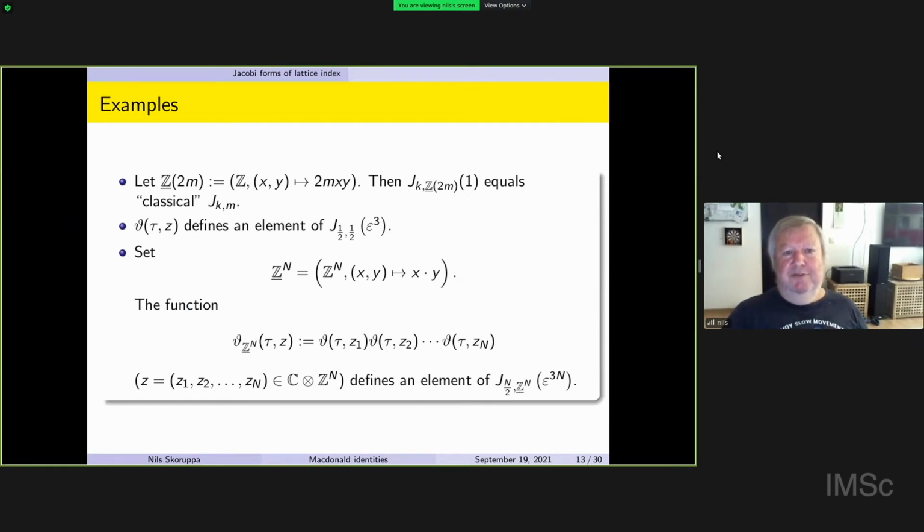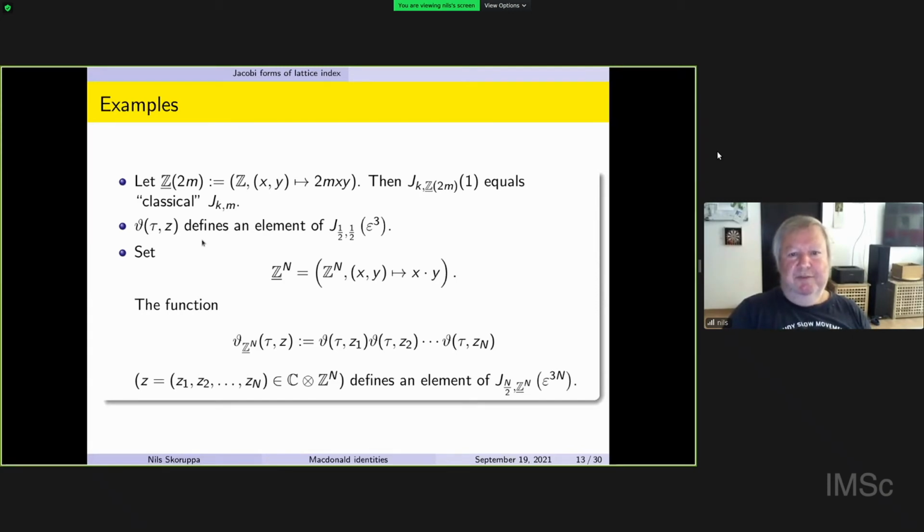So when you take a special lattice, the lattice Z, and then this scalar product, the usual one, just multiplication xy, and then rescaled by 2m, where m is an integer. Then the space of Jacobi forms associated to this lattice with trivial character and, say, integral weight is nothing else but the classical Jacobi forms that you know from the theory of Eichler and Zagier.